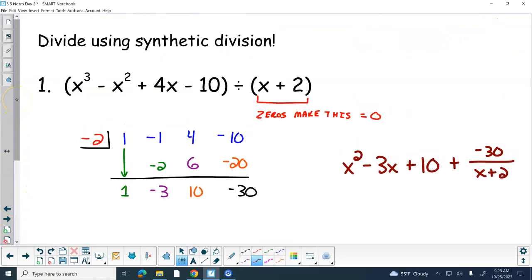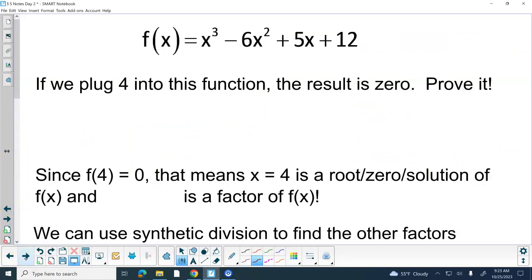So here's our function. I'll give you a second to write the function down. f of x is equal to x cubed minus 6x squared plus 5x plus 12. Once again, that was f of x equals x cubed minus 6x squared plus 5x plus 12. If we plug 4 into that function, the result is 0. Prove it for me. Plug 4 into that function and see if you get that the value of the function is in fact 0.